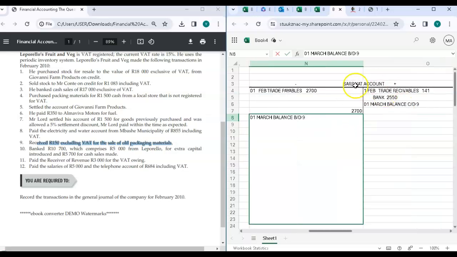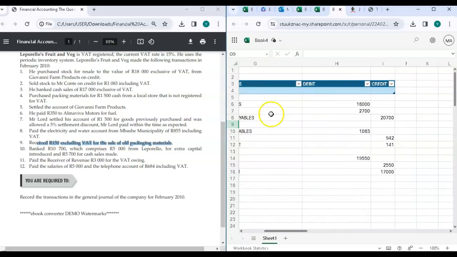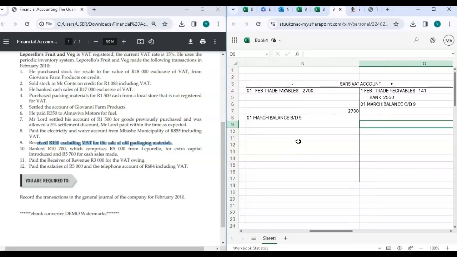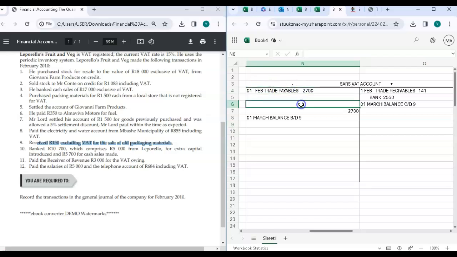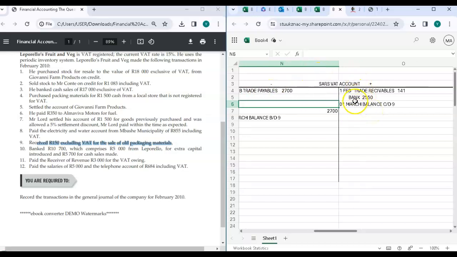So with that logic, you just have to see patterns. The SARS VAT account is easy, as long as you know the debits and credits, and it should be fine. You don't even have to look at the transactions. You'll know the contra, because all these are transactions. So if the transaction was done on credit with a customer, it'll be trade receivables. If it's done with cash, it'll be bank. So just look at patterns. Okay, so that's it for that.